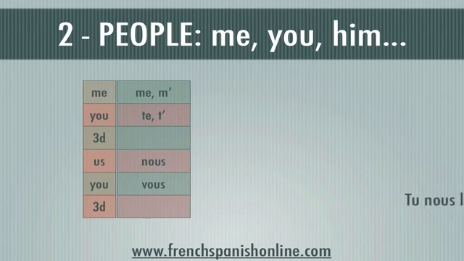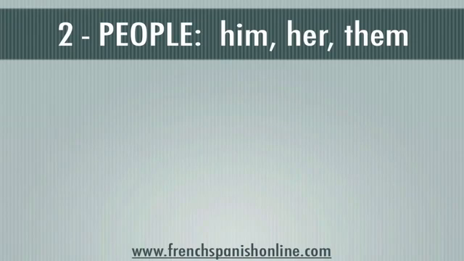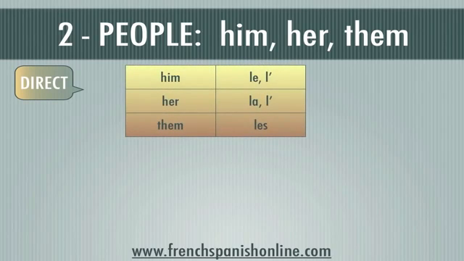Okay? So now let's start with a direct object, because the difficulty comes from the third person, which is different. For direct object, to translate him, we say le or L apostrophe, her, la, L apostrophe, and the plural, them, is les. It's like things, actually. I see her. Okay, her is a direct object after the verb, so the translation will be je la vois. Okay?